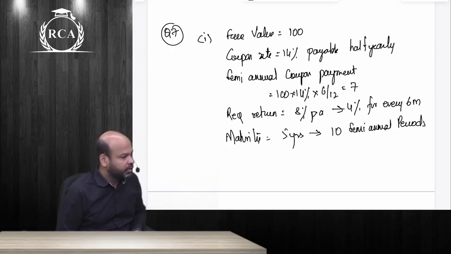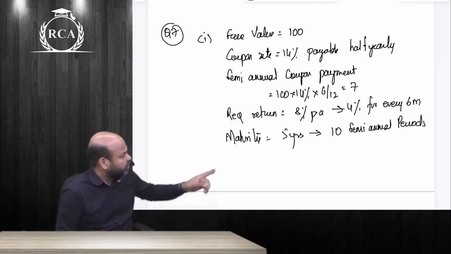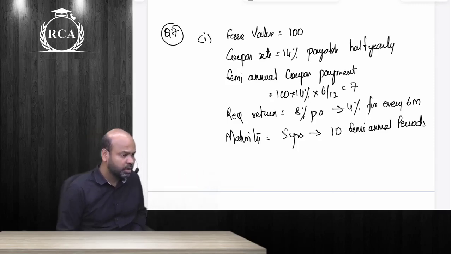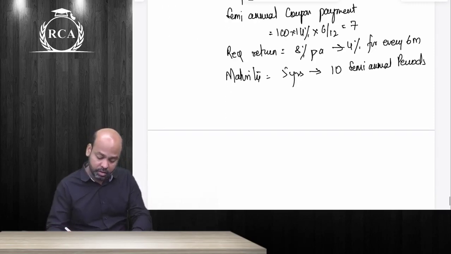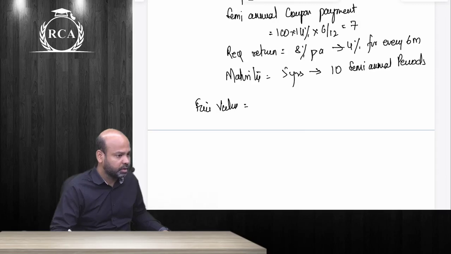आ गया बेटा, ये आंसर आ गया है. Present value compute नहीं किया, you did not get calculator. अरे कुछ भी नहीं है, डिस्काउंट करना है बस. Discount 7 rupees for 10 periods and 100 rupees at the end of 10th period. The fair value, इसके पहले के क्वेश्चन समझ में आ गए पूरे.